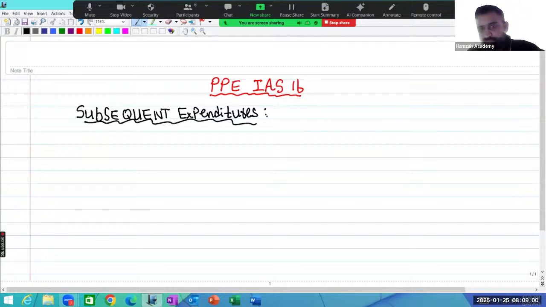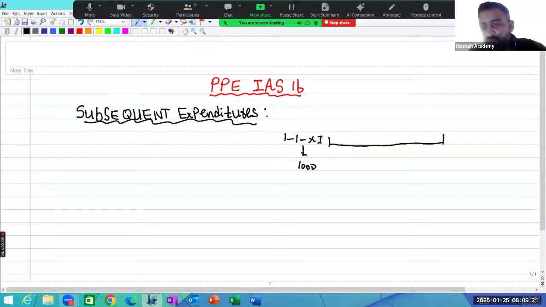Subsequent expenditure means that after initial measurement, let's say we have purchased an asset on 1st January X1, and the cost of the asset was $1,000, and we are depreciating that asset over 10 years. And now after year 1, the carrying value of this asset is 900. After year 2, the carrying value of this asset is 800.